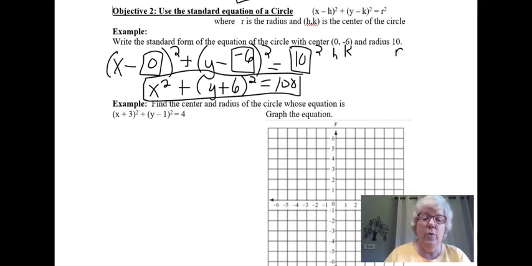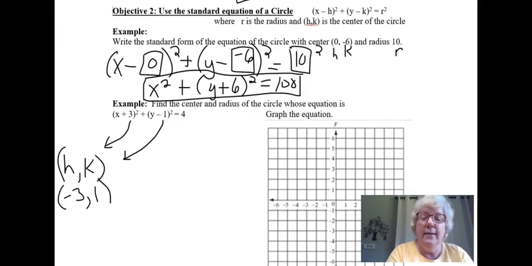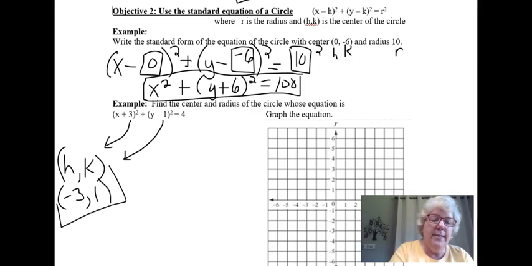Sometimes you may be given the equation, like in this second example, and asked to find the center and radius. Remember, the center comes from these values. But because of the formula having subtraction signs in front of h and k, you will always need to change those signs. So when we write the hk answer for the center, I will have to use a negative 3, not positive 3, so it's the opposite, and I will have to use a positive 1, not the negative 1. So when you're going backwards like that, remember to change the sign. That would be my center.